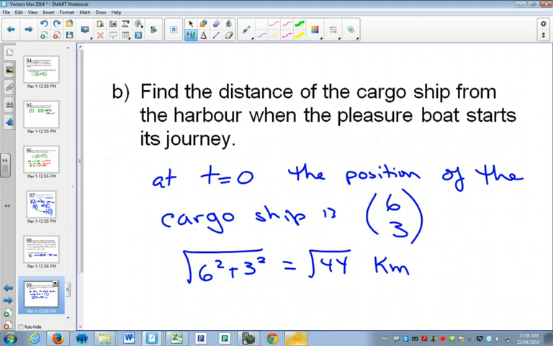Six point something. Should be 45. Man, we are just having a bad day. Definitely makes 45.